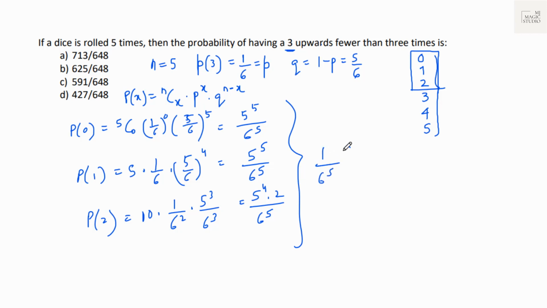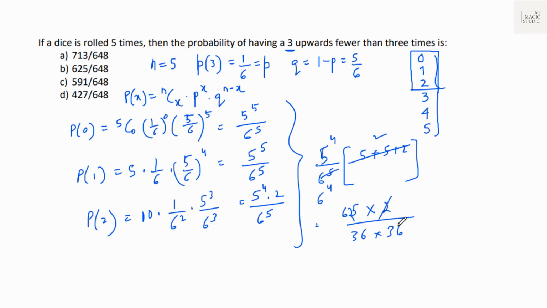1 by 6 to the power 5, let it be here. We have 5 to the power 4 common. 5 plus 5 plus 2, that is 12. 12 with 6 will go 2 times. So we have 25 into 25 is 625, into 2 by 36 into 36. 2 goes into 18. So this is 625 by 36 into 18, which is 648. Option B is the pick.